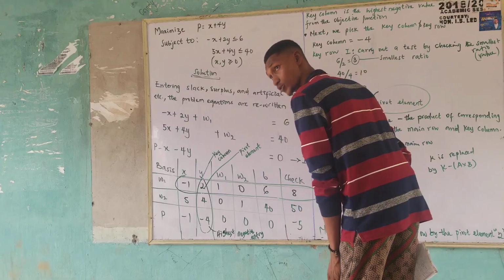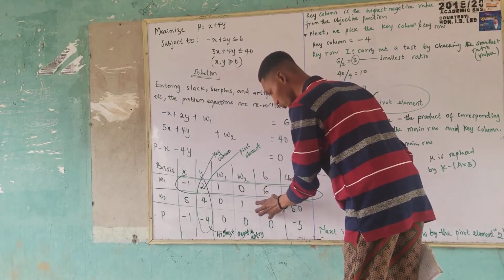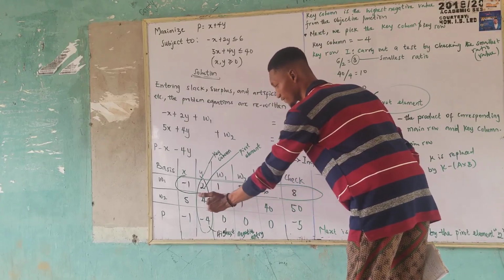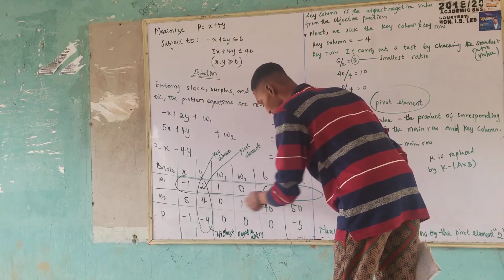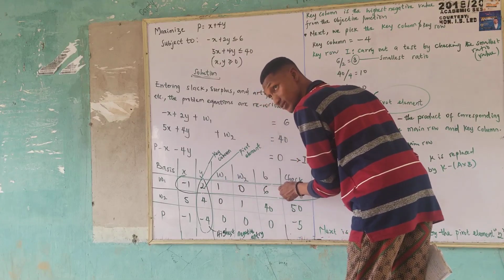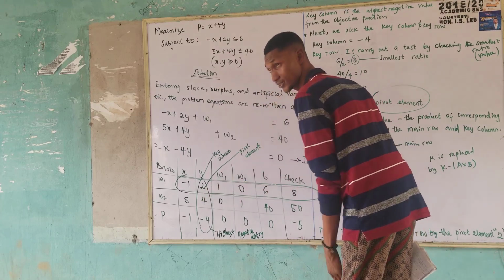Are you paying attention? So in order to obtain 40, what do I do? 6 times, because the key column for this line is here. And the main row is what? 6. That will be 40 minus 6 times 4. Do you understand? Like that.